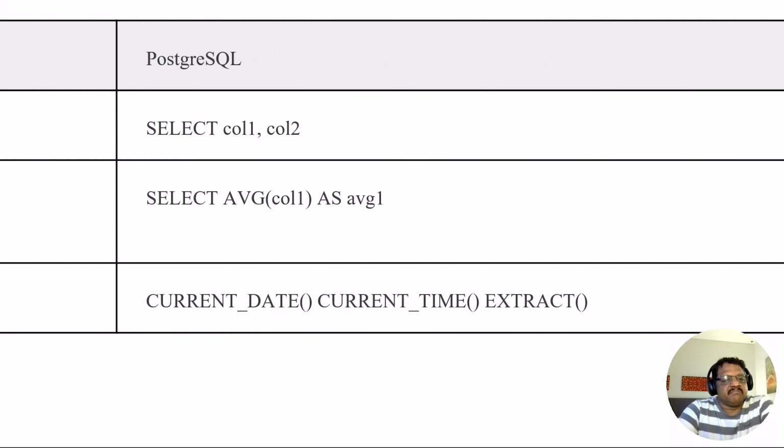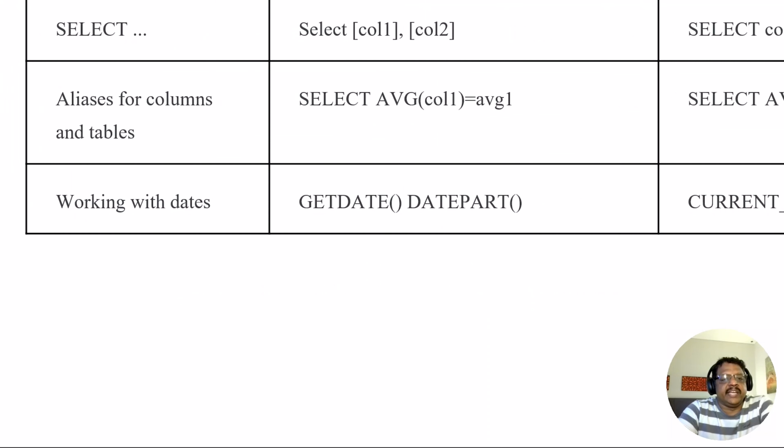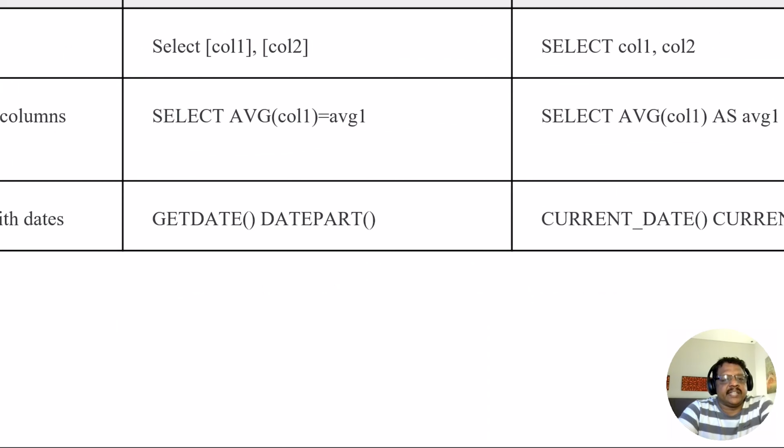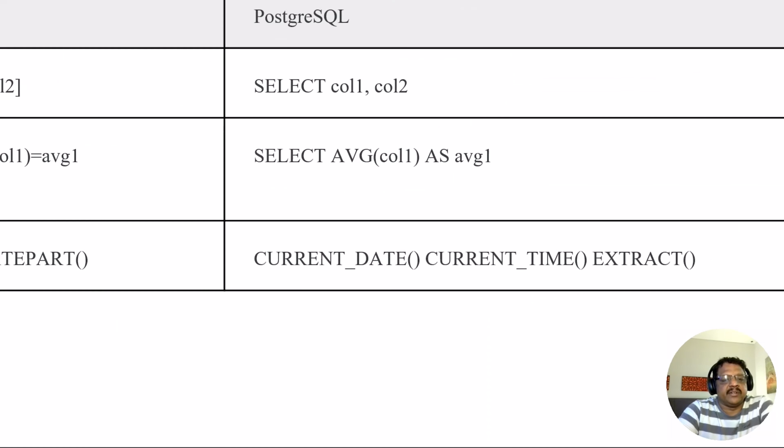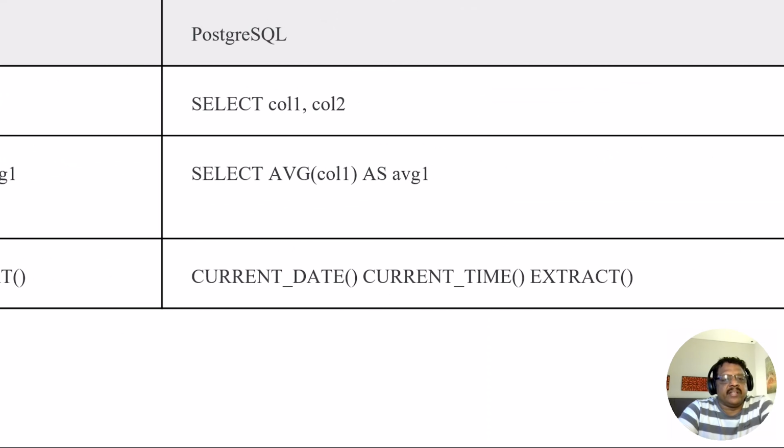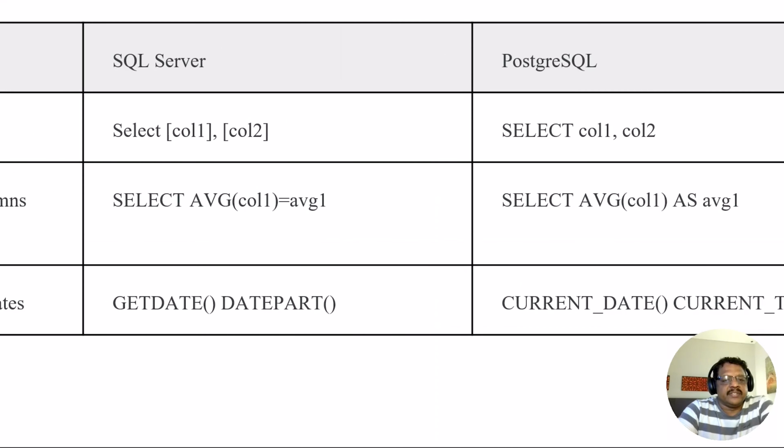But here in PostgreSQL, it is a little bit different. Instead of equal, we are using as. Then we have working with the dates. So we have getdate, datepart and all. But for PostgreSQL, it is current date, current time, extract, and so on. So there is a little bit of syntax change.